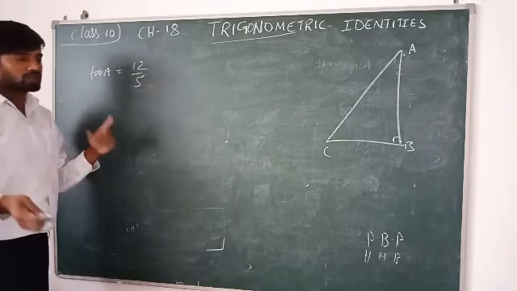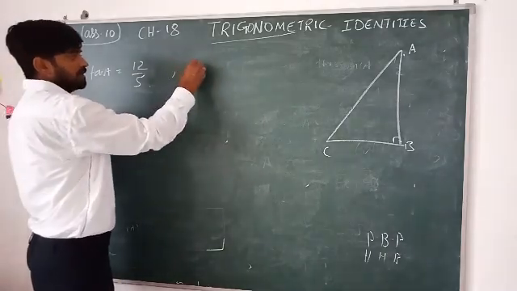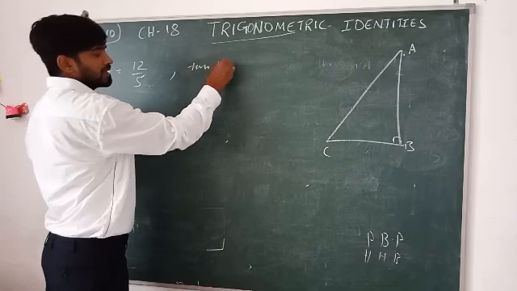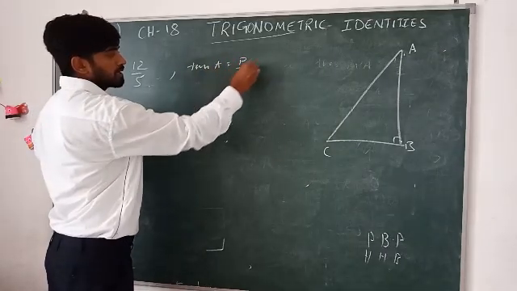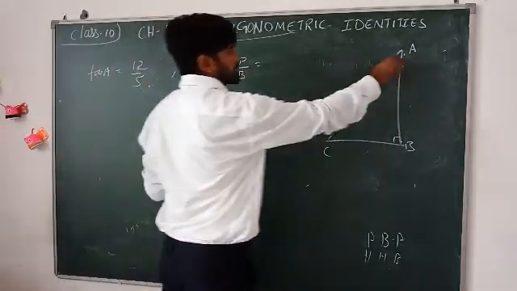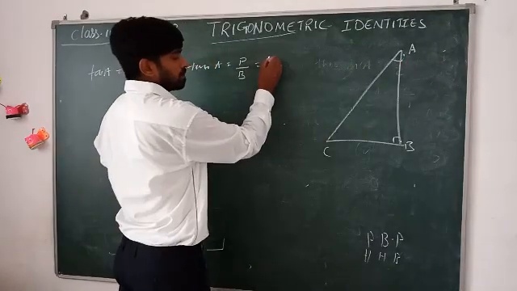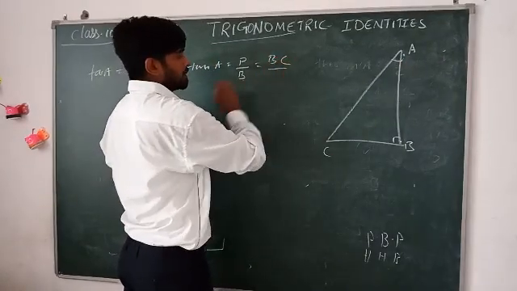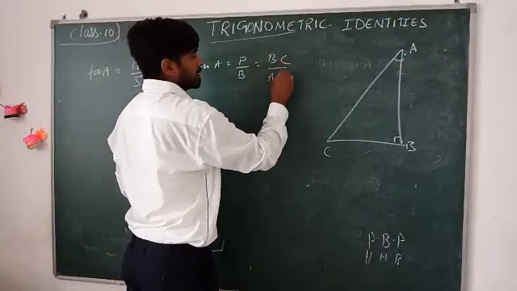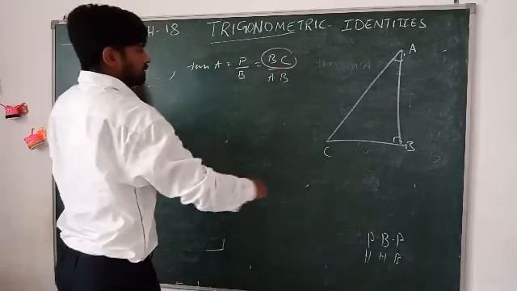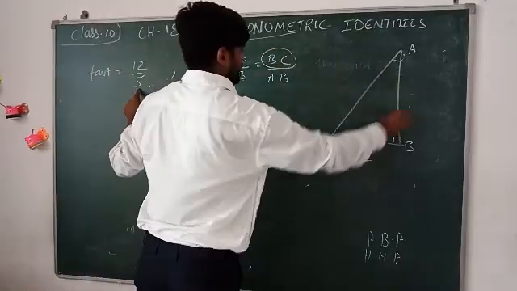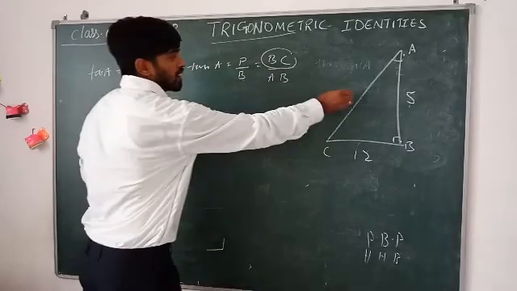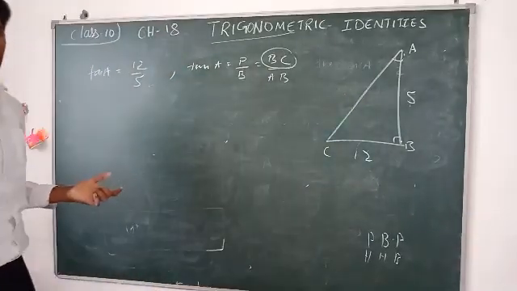What I want to say is, you can also do it in simple terms. tan A is equal to perpendicular upon base. And what is perpendicular, if I look at this? BC upon base. What is base? AB. So it means BC is 12, and this is 5. You can find this and find all the other things there.